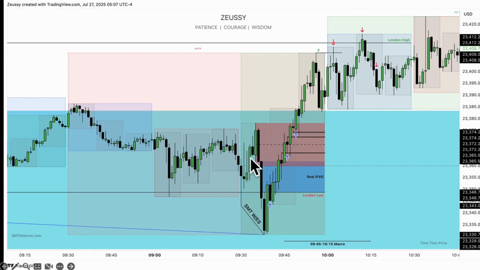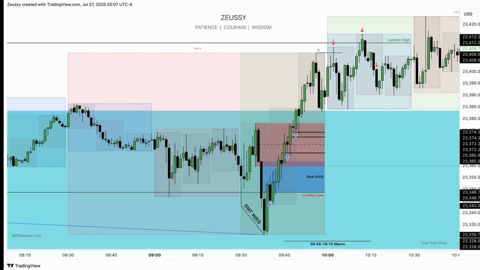What I would like you to notice is that when we pay attention to this delivery, you can see that the smart money reversal occurred in advance of the macro of 9:45 to 10:15. This right here is a variable which you need to understand, and that's the following. Whenever the SMR takes place in advance of the macro, anticipate the macro to distribute. Anticipate that we're going to see the delivery take place during the macro.